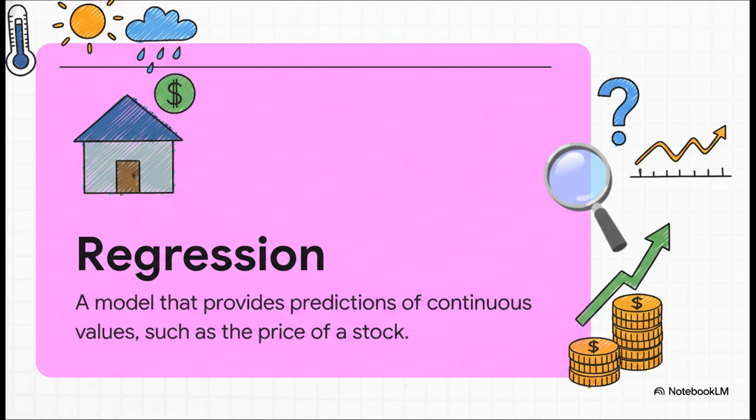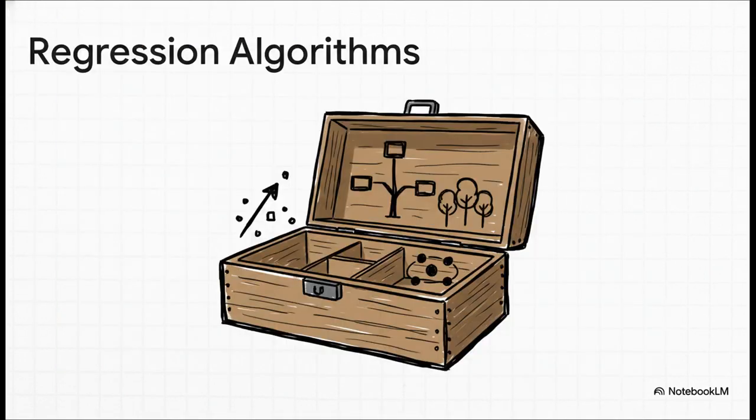You know, how much will this house sell for next year? What's the temperature going to be tomorrow at noon? What will this stock be worth in 6 months? If the answer is a specific number, it's almost certainly a regression task. And to solve these how much problems, data scientists have a whole toolkit of different algorithms. You've got things like linear regression, decision trees, and random forests. Now, you don't need to worry about how they all work right now. Just know that each one is a different tool designed for the job of finding that final number.